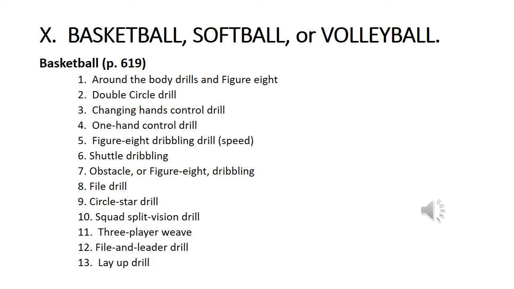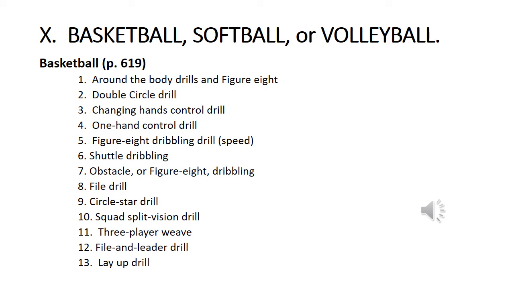Activity 10 is the last activity we'll be teaching this semester. And if you look on page 1, it says students are required to teach 1 basketball activity, 1 softball activity, or 1 volleyball activity. So it's either going to be basketball, softball, or volleyball. As you see here, numbers 1 through 13 will be teaching basketball. So let's turn to page 619.